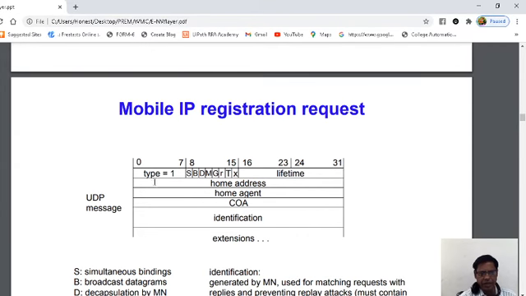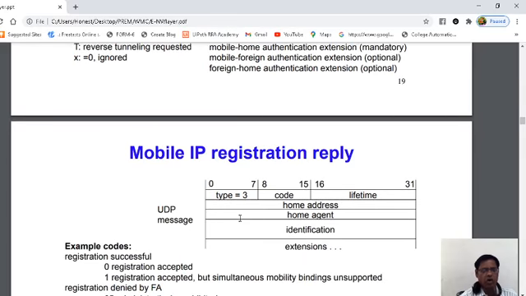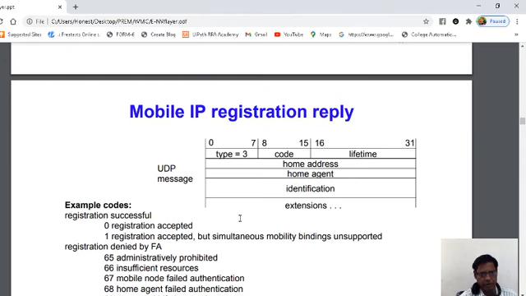Just now we have seen that it is divided into four parts. The IP address is shown here, which is a variation of the mobile IP address. The first field is the type, the second is the home address, the third is the care-of address, and the fourth is the lifetime. Then come the home agent and the identification. These are all extensions given by mobile IP.